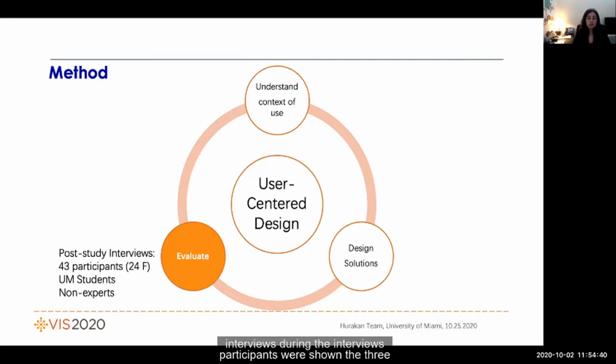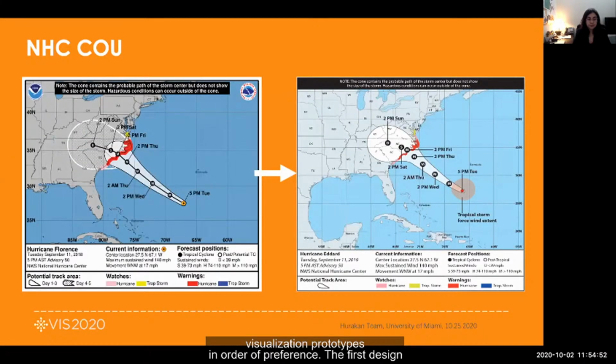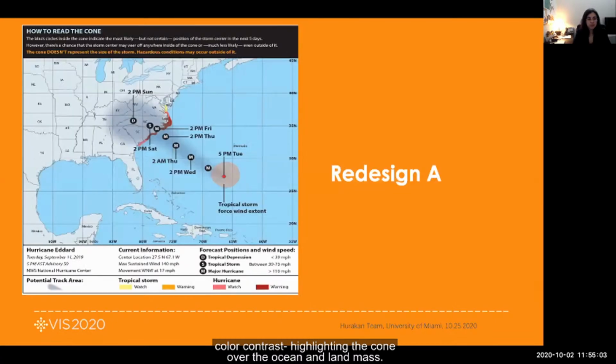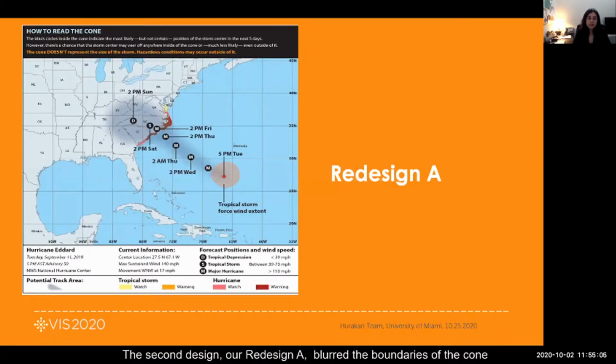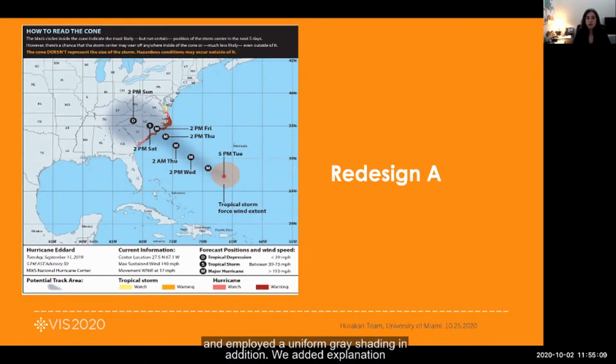During the interviews, participants were shown the 3 visualization prototypes. We asked participants questions about each of the visualizations. Participants were also asked to rank the visualization prototypes in order of preference. The first design used was the existing COU with only minor updates. For example, we increased color contrast, highlighting the cone over the ocean and landmass. The second design, our redesign A, blurred the boundaries of the cone and employed a uniform gray shading.